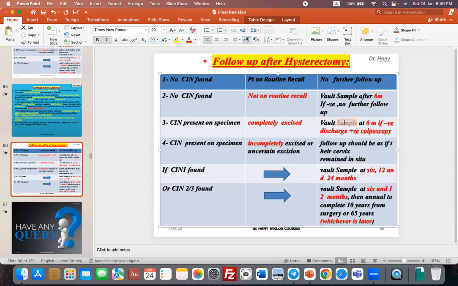Completely excised, colposcopy, 6 months. Incompletely excised, as the cervix is there, 6, 12, 24. If it is CIN1, CIN2 or 3, it will be 6, 12, and annual. Until what? 10 years or 65 years, whichever is far from the treatment.